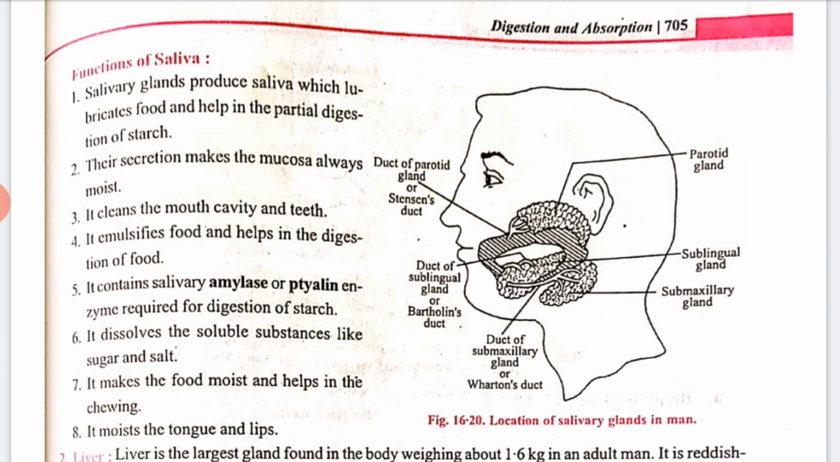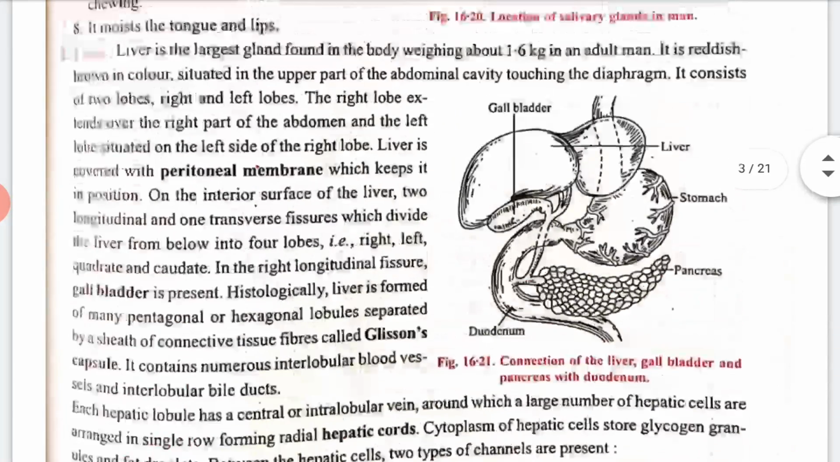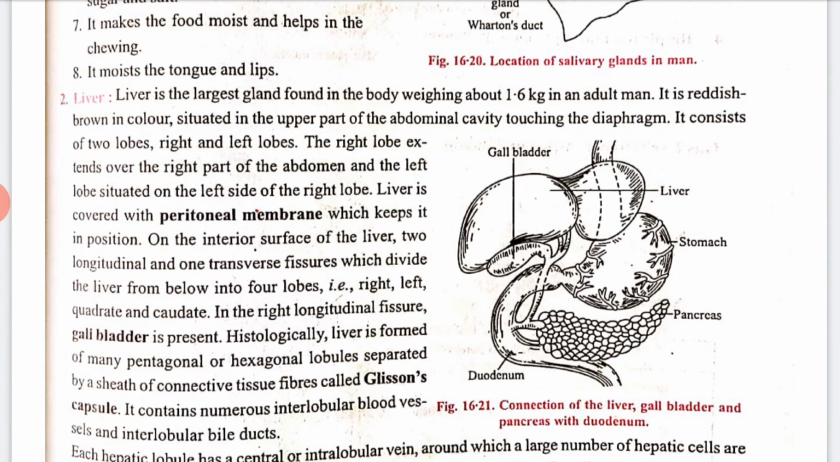Next we have the liver. Here a structure is also given, you can see. As you all know, the liver is the largest gland found in the body, and its weight is 1.6 kg in an adult man. It is reddish brown in color and situated in the upper part of the abdominal cavity, touching the diaphragm. It consists of two lobes, the right and left lobes. The right lobe extends over the right part of the abdomen, and the left lobe is situated on the left side of the right lobe.